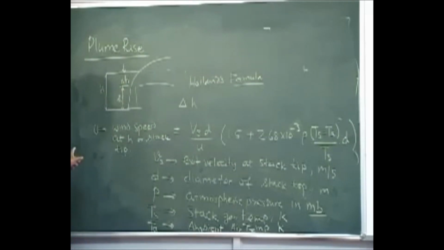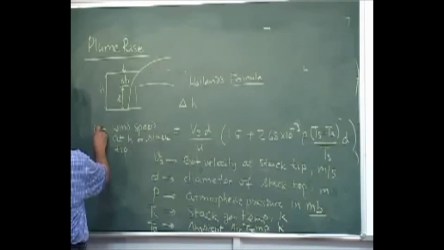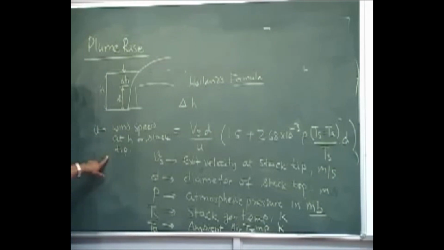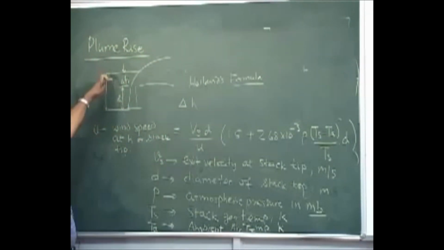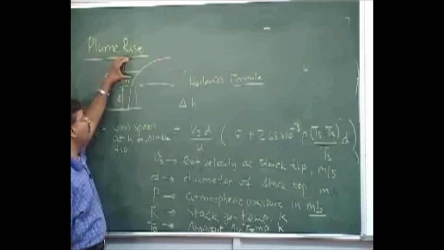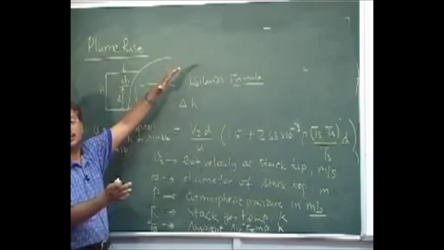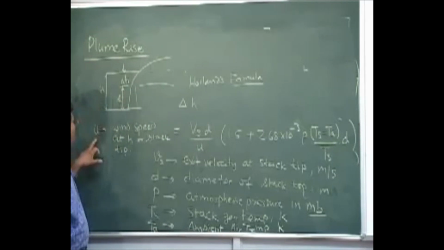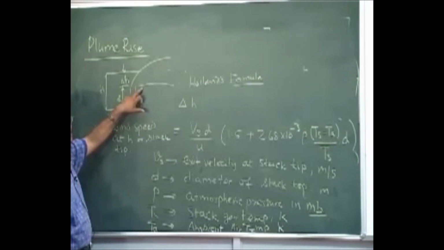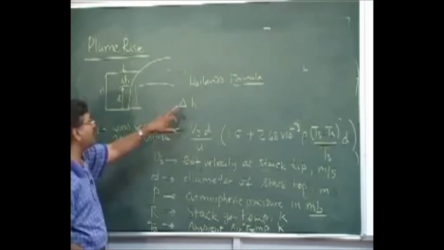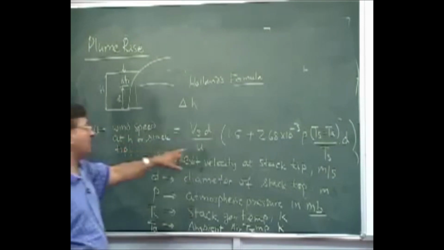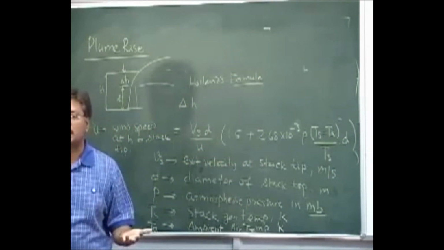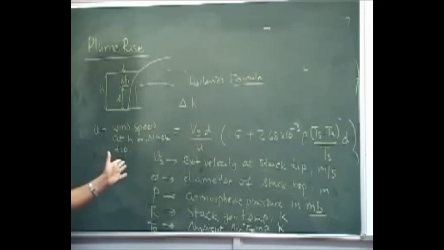Okay. So this U is at the stack tip, and that U which was in our formula was at H, because that is the mean wind which is causing the advection in the plume. This U is causing the disturbance in the plume rise, because we are discussing plume rise. Okay. Since they are constants, you have to use the same units. Okay, you can't change the units from what I have written there.